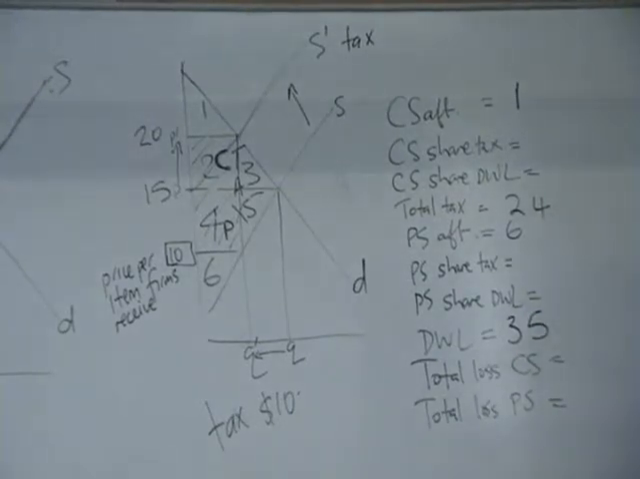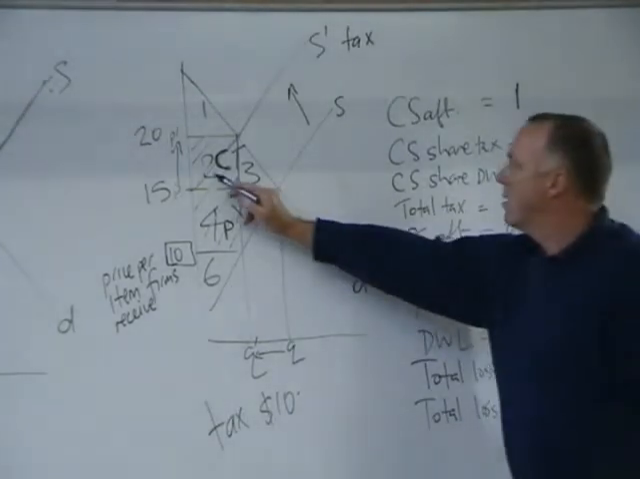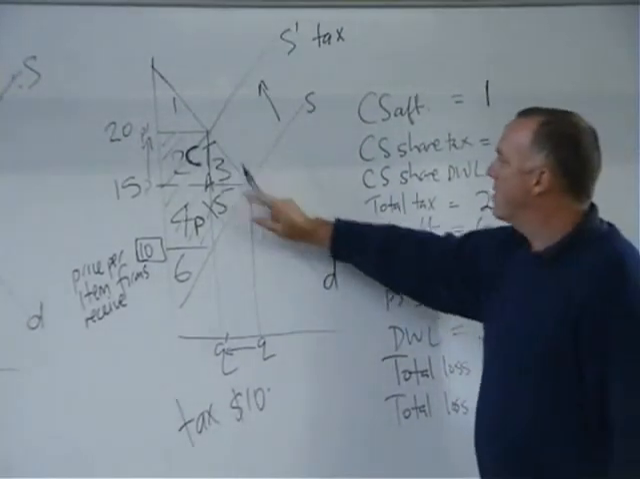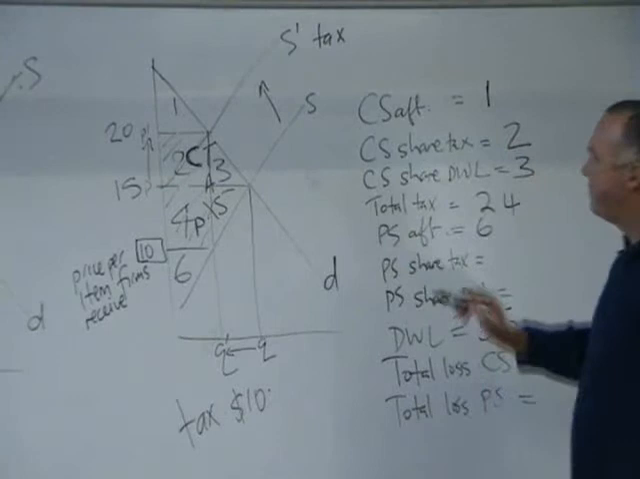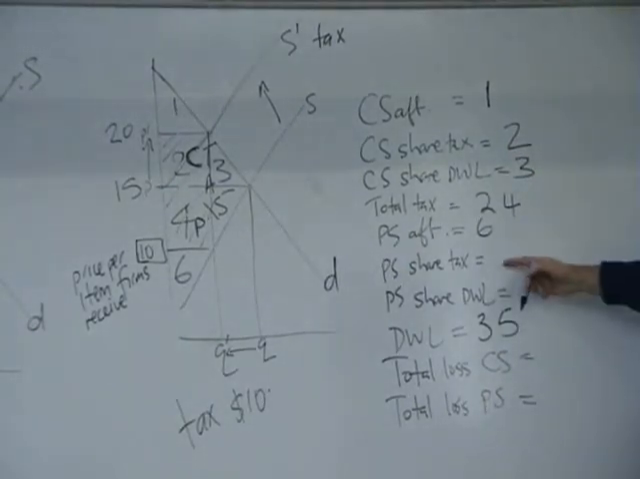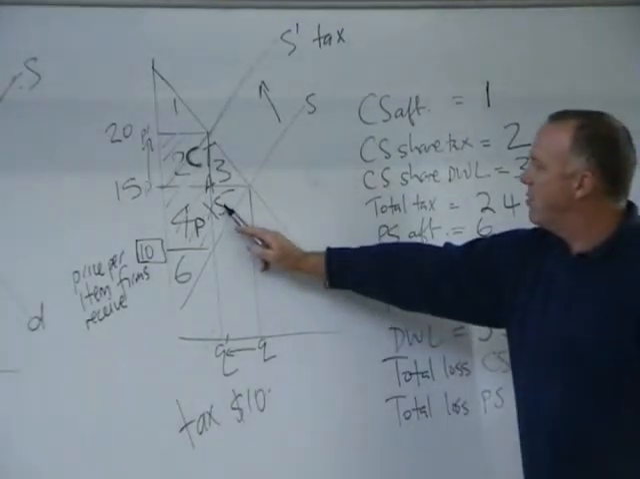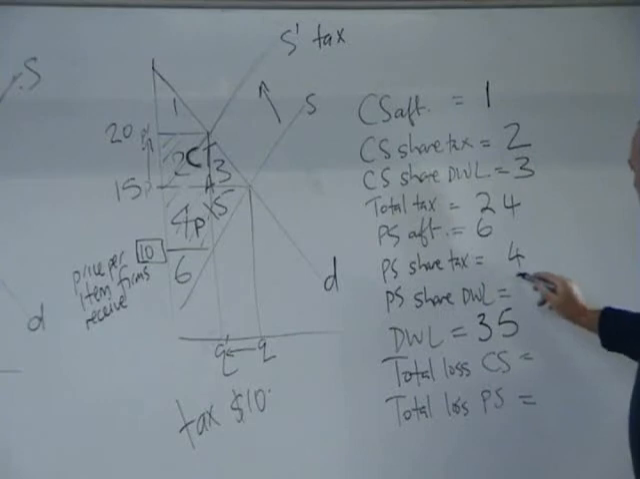And if we want the consumer share of the tax, that is 2. Consumer share of the deadweight loss is area 3. The PS share of the tax is 4. The deadweight loss attributable to the producer is 5.